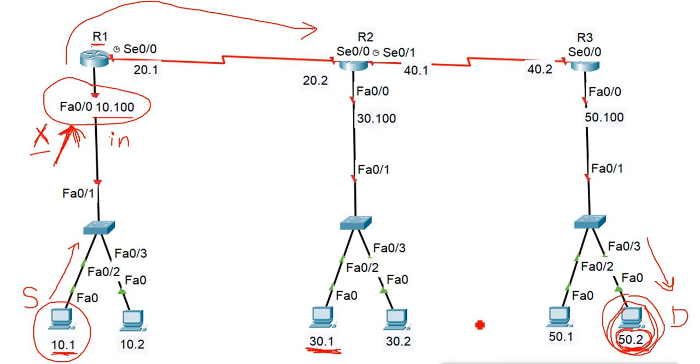So I will make a statement: if the source is 10.1 and the destination is 50.2 and the protocol is telnet, then deny.